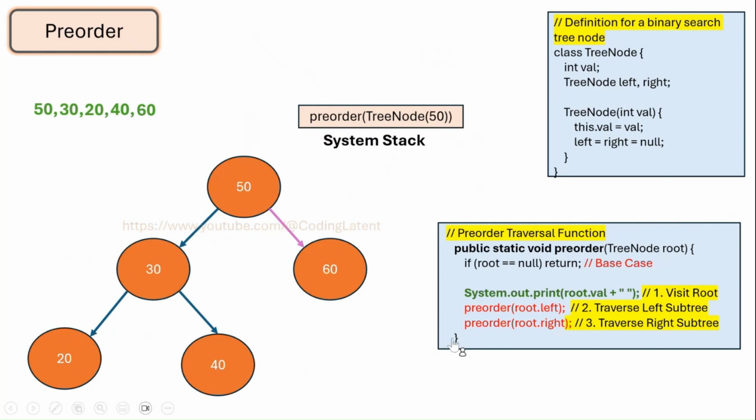It will come back here. Now we have completed the left side and right side. So the pre-order function execution with node 50 as a root is also completed. So this is how the pre-order traversal implementation works for binary search tree.